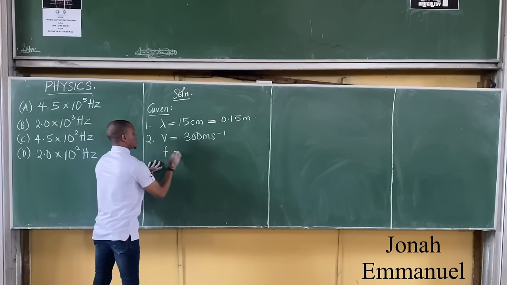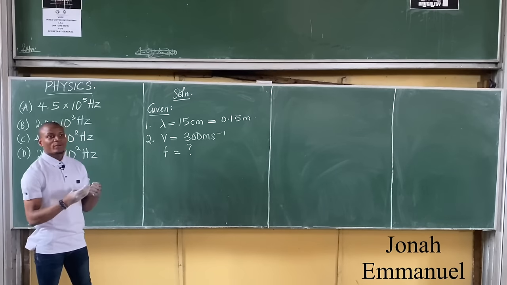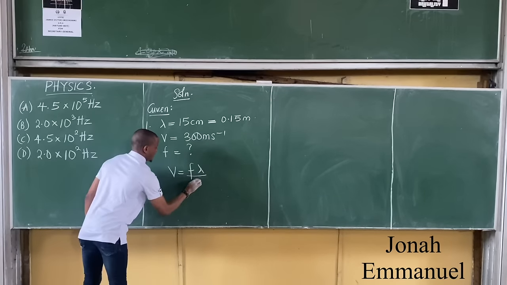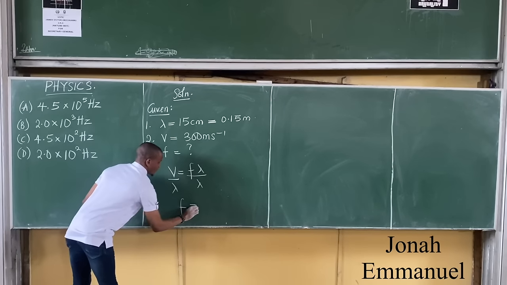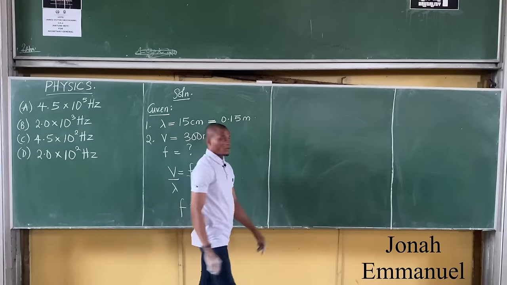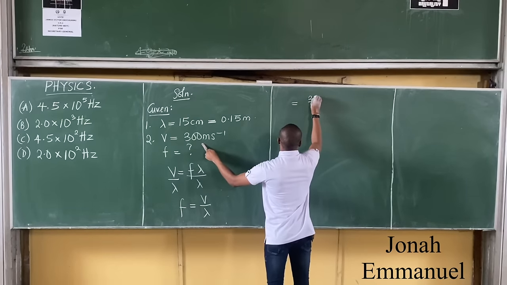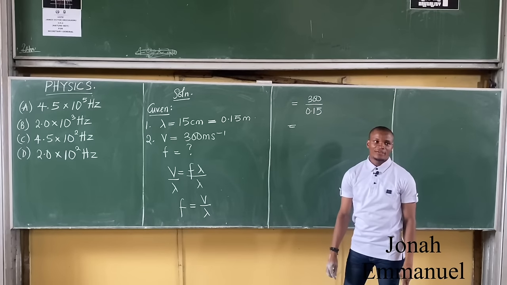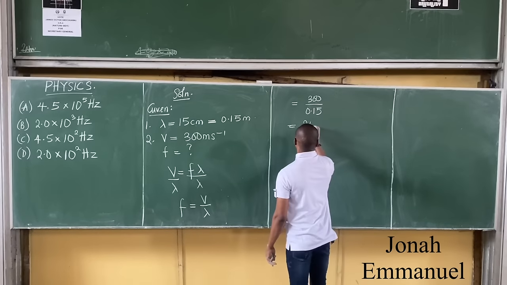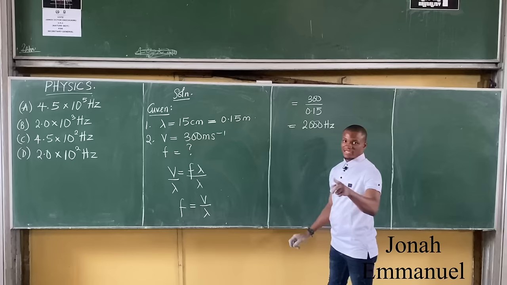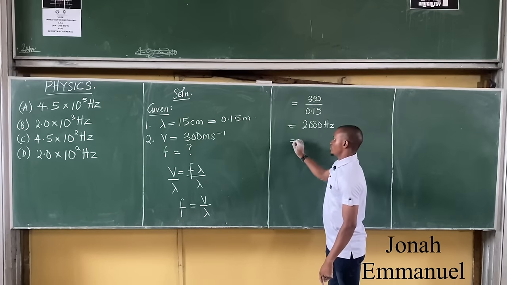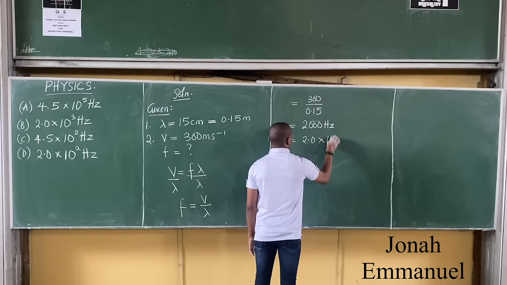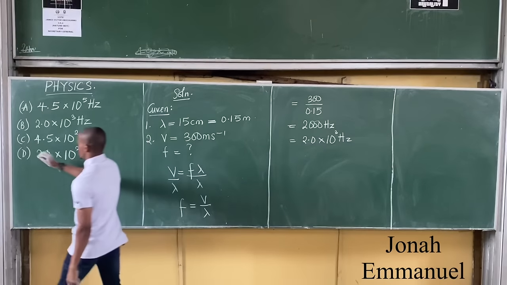All right. We are asked to find frequency. For frequency, what's the formula relating frequency, wavelength, and velocity? Velocity is equal to f times lambda. Divide both sides by lambda. So f is equal to V over wavelength. V is 300, all over wavelength, 0.15. Please give me 300 over 0.15. What do you get? 2000 hertz. Please give me 2000 in standard form: 2.0 times 10 to the power 3 hertz. Okay, your answer is this one.